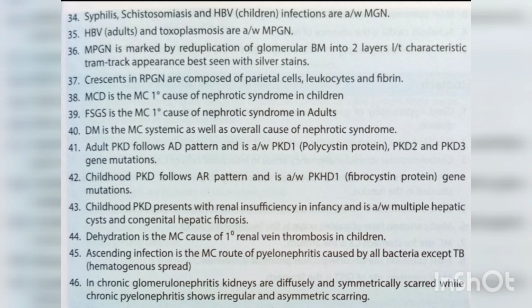Dehydration is the most common cause of primary renal vein thrombosis in children. Ascending infection is the most common route of pyelonephritis caused by all bacteria except TB, which spreads hematogenously. In chronic glomerulonephritis, kidneys are diffusely and symmetrically scarred, while chronic pyelonephritis shows irregular and asymmetric scarring.